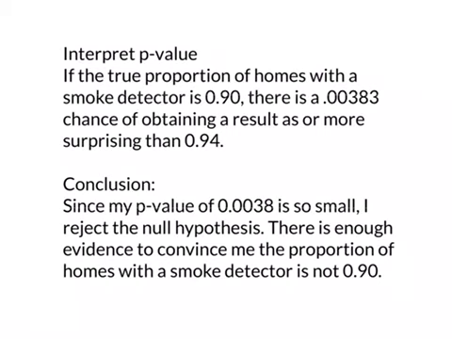Okay, so here's our conclusion. Since my p-value of 0.0038 is so small, we're not going to talk about an alpha level yet, like you see on the poster on the board. We're just going to say it's really small, so we reject. If it's too big, we fail to reject, okay? I reject the null hypothesis. There is enough evidence to convince me that the proportion of homes with a smoke detector is not 0.9. And we could add in this city, because we're only talking about the city we took our sample in. We don't think it's 0.9 anymore. The probability of getting our sample is too small. So now we can create a confidence interval. Okay?